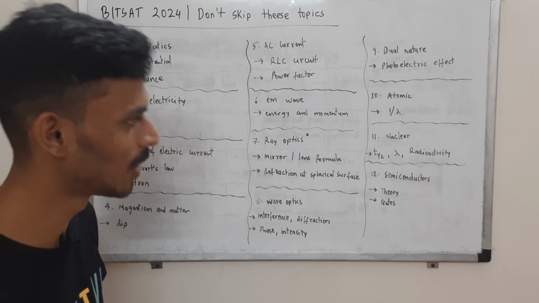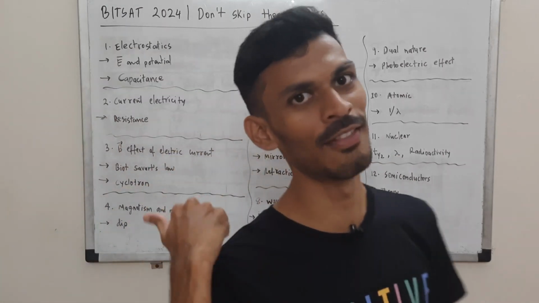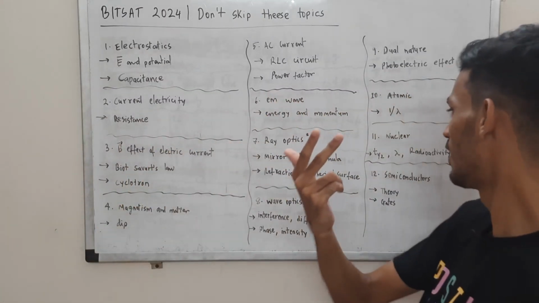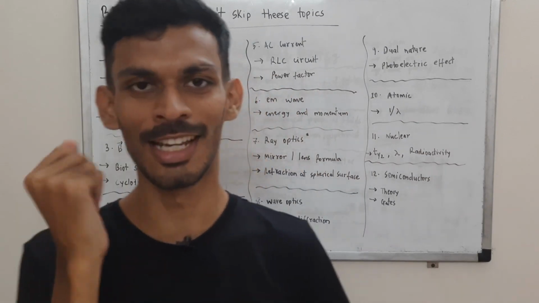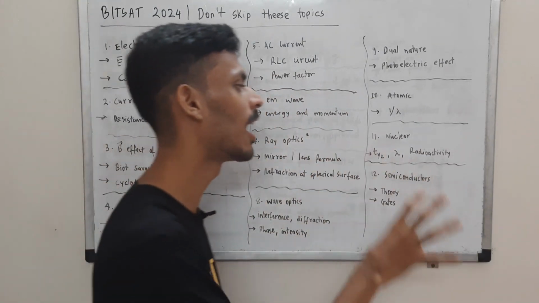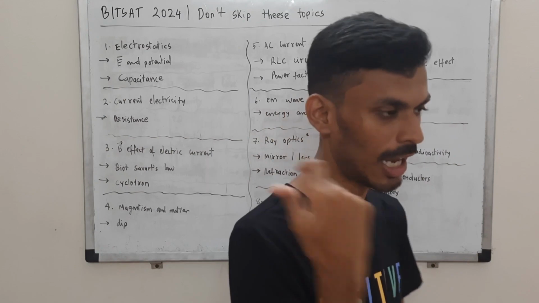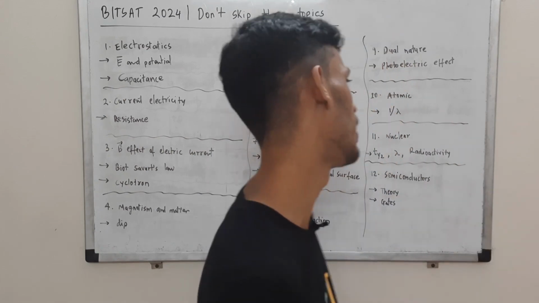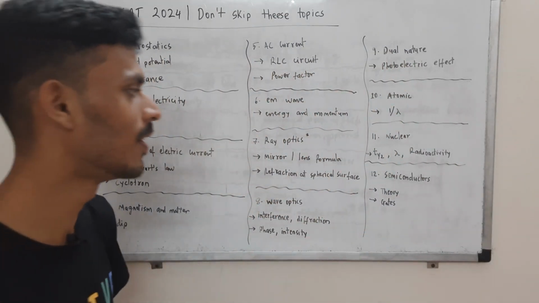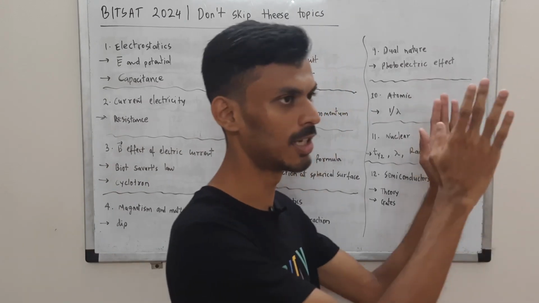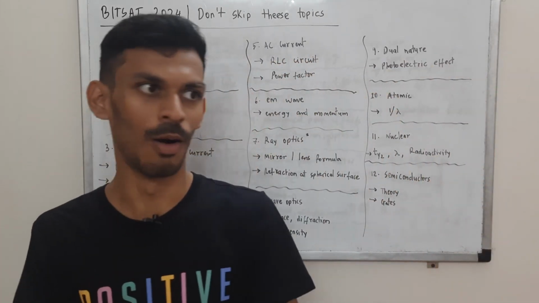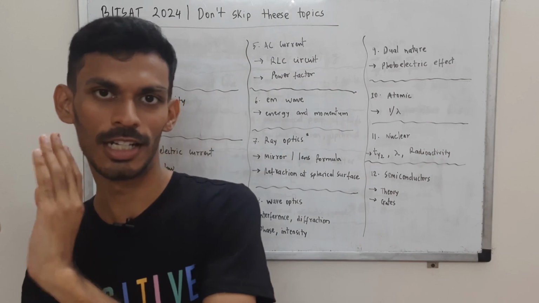Chapter number 11, nuclear physics. From here, radioactivity, half-life, and what is lambda? That is the decay constant. So questions based on that are important. The radioactivity law, N is equal to N0 e raised to power minus lambda t. So basically you have to solve it. They might give you a certain concentration, and then ask what is the time taken for the concentration to become this.